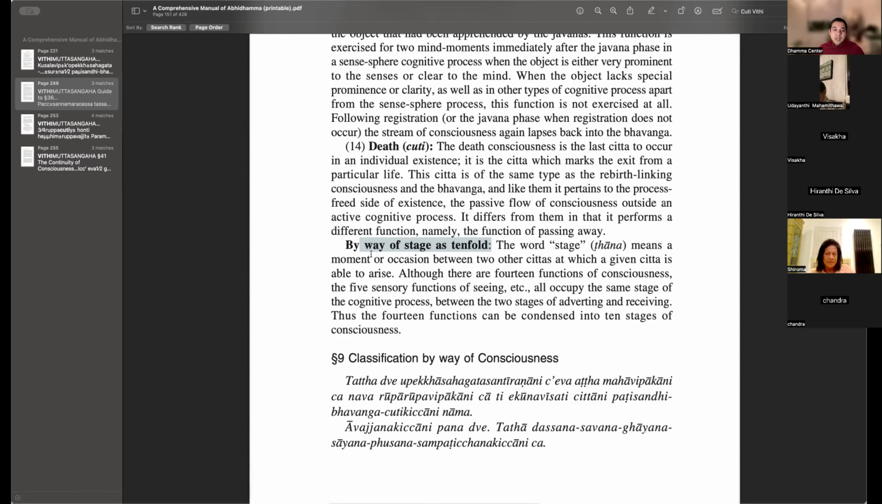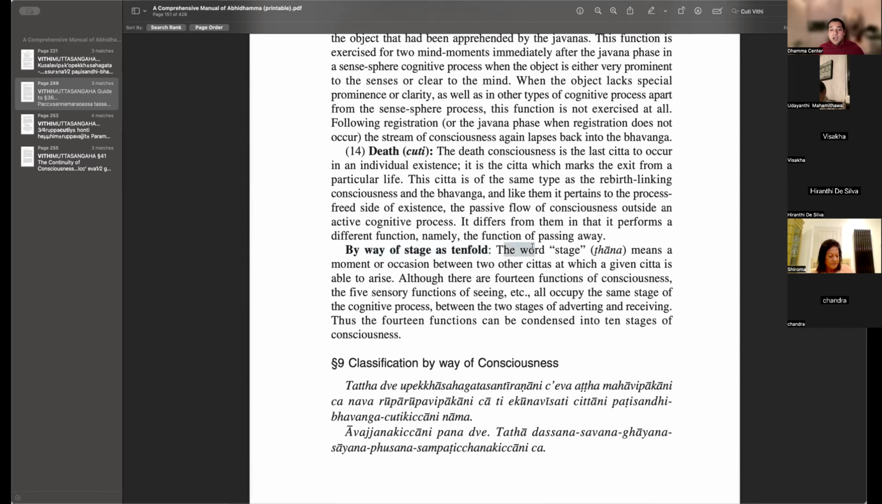Okay. By way of stage, as tenfold. The word stage, thana, means a moment or occasion between two other chittas at which a given chitta is able to rise.